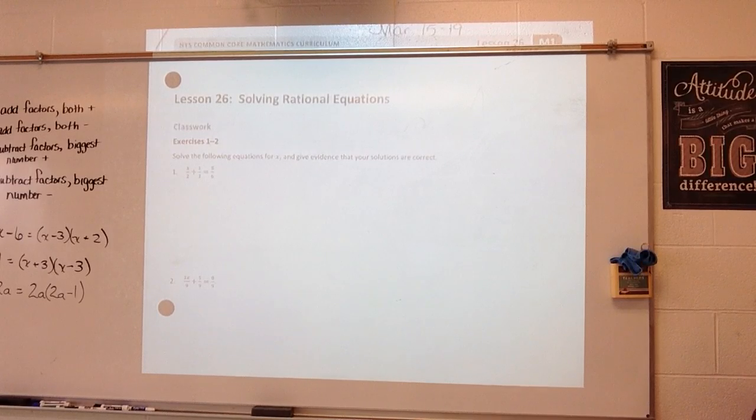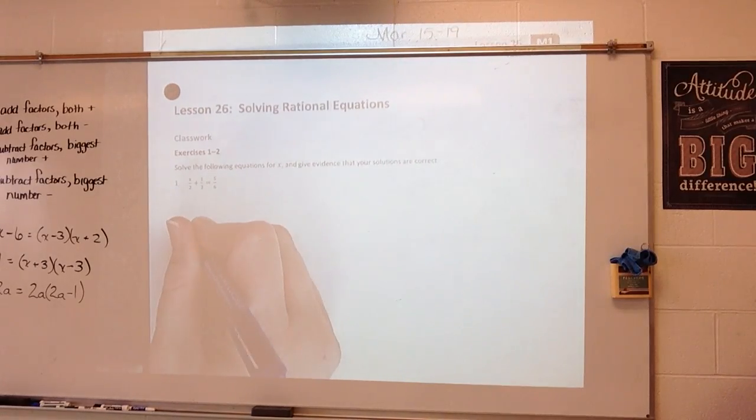Alright, so let's go ahead and look at this. We're going to solve rational equations. It says solve the following equation for x and give evidence that your solutions are correct. How would we do this? Well, I would need to find a common denominator. I have 2, 3, and 6. So I'm going to use 6 as my common denominator.